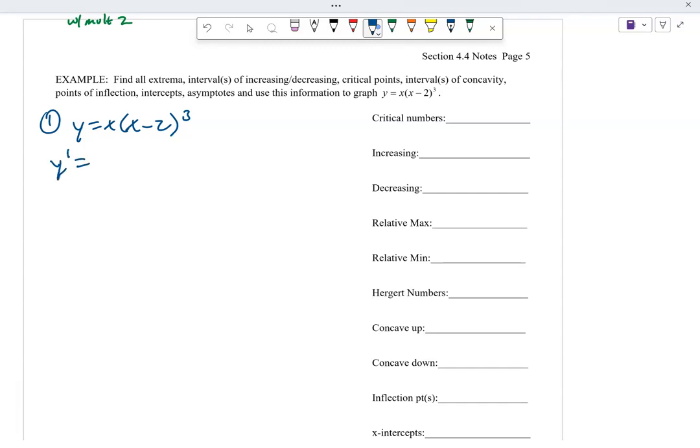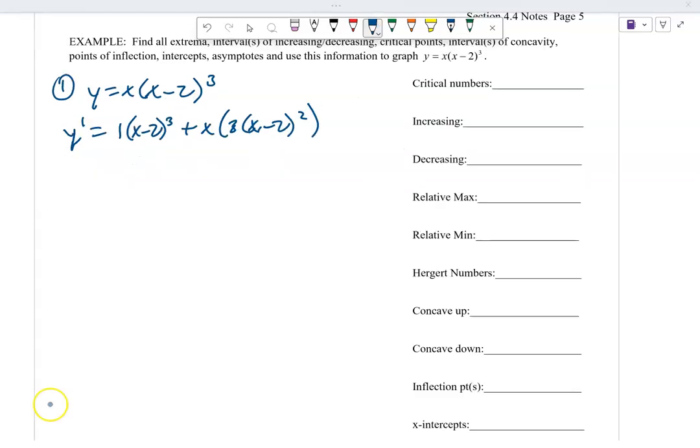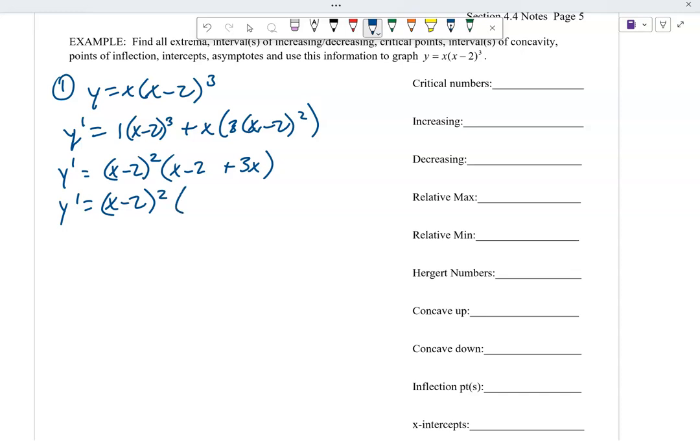I'm just going to go ahead and use the product rule. So derivative of the first times the second plus the first times the derivative of the second. So it looks like our first derivative here, if I factor out an (x minus 2) squared, I'd have an x minus 2 from that first term there, and then a 3x. So our first derivative here is (x minus 2) squared times (3x plus x, a 4x minus 2).